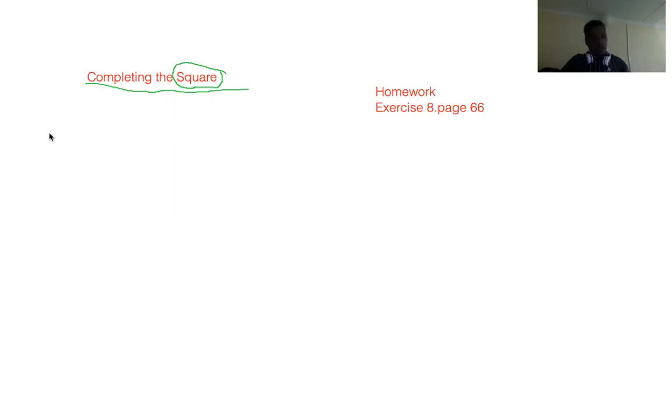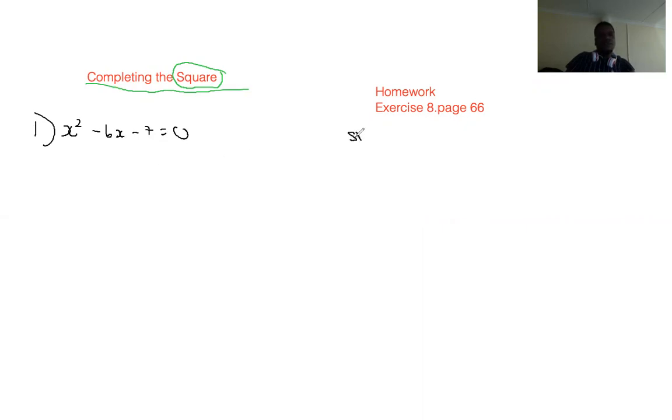Okay, so let's look at how we complete the square. Example 1. We have a question: x squared minus 6x minus 7 is equal to 0. Then maybe we want to solve it by completing the square. So this you can solve by factorization, but we want to solve it by completing the square. So what do we do?